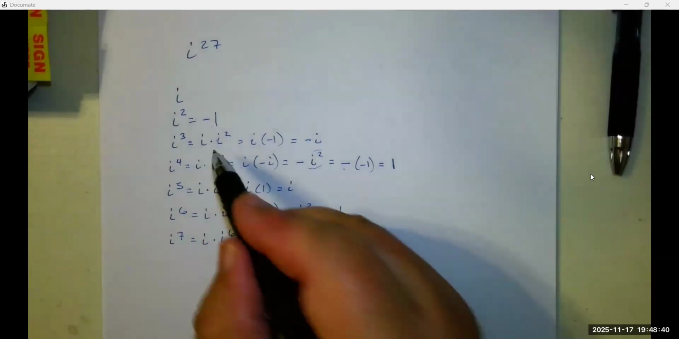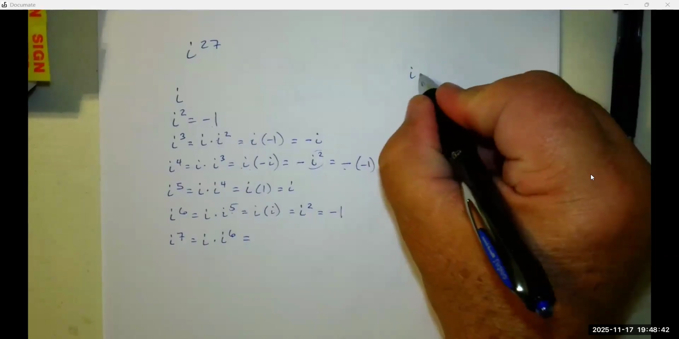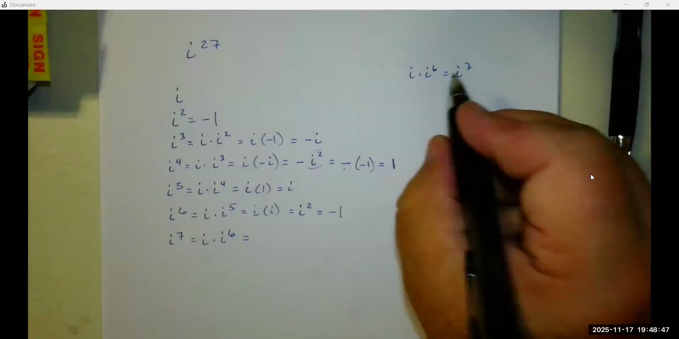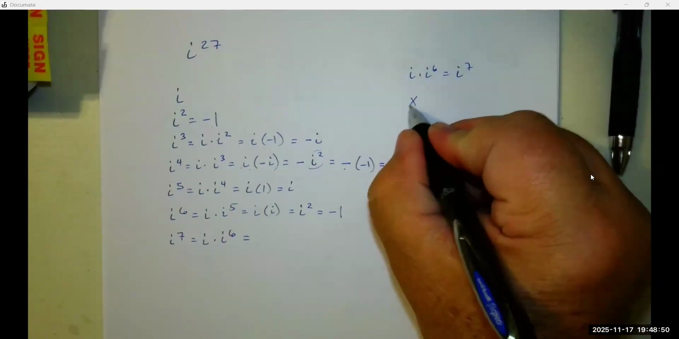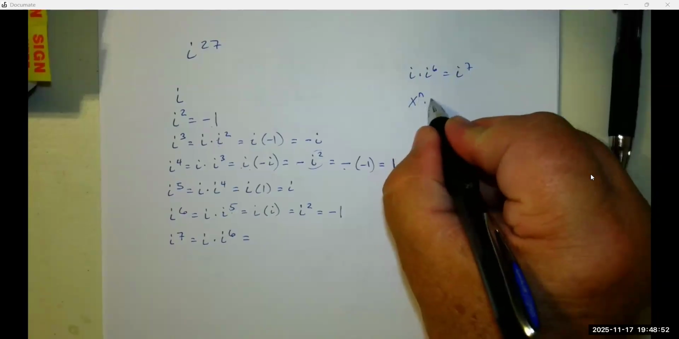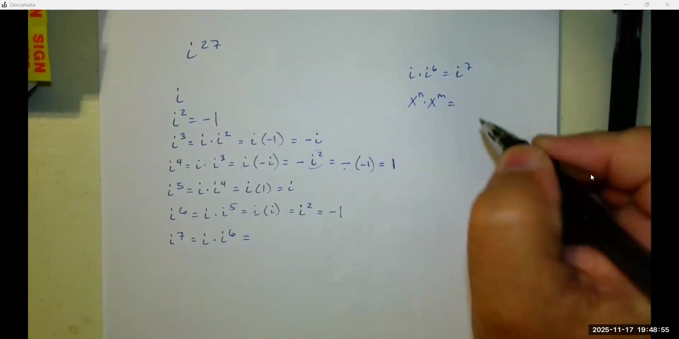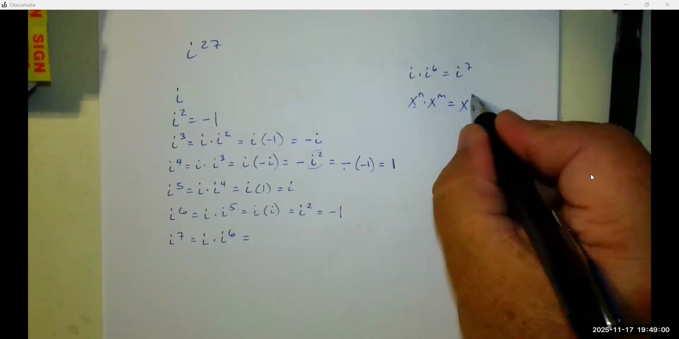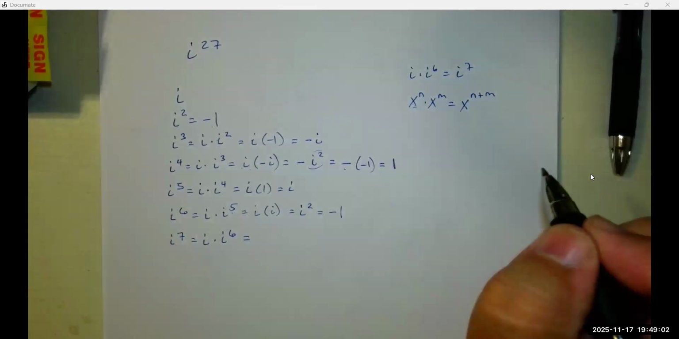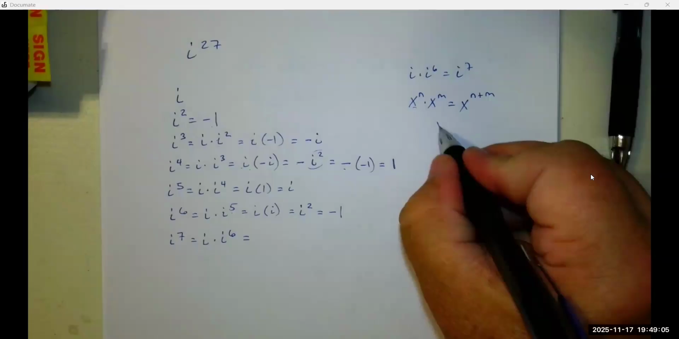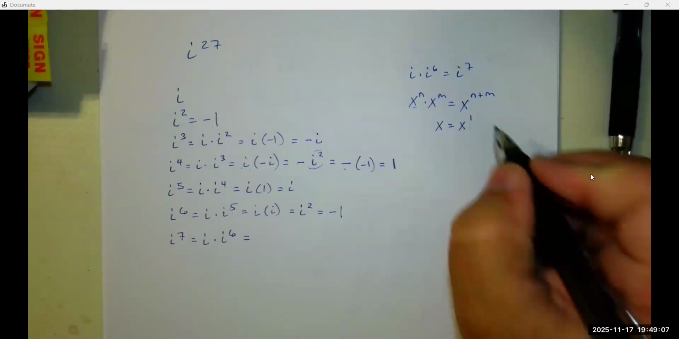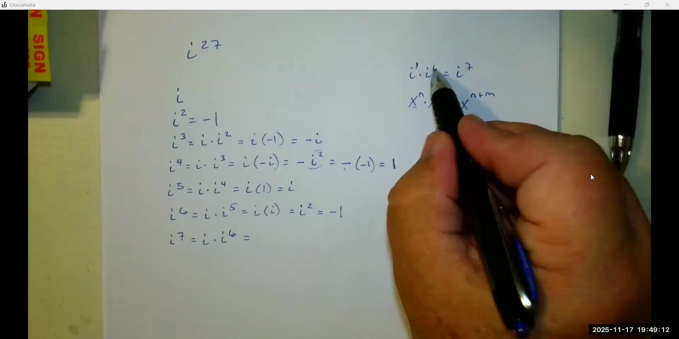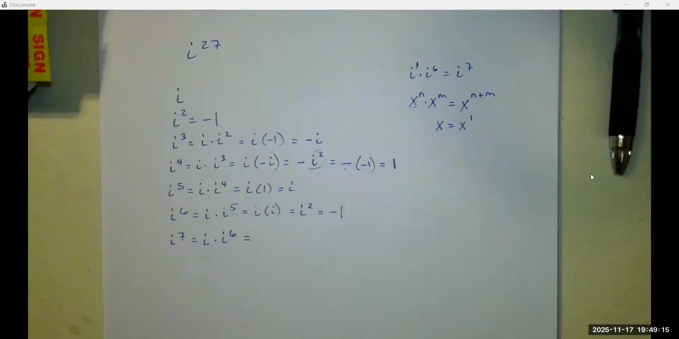Now, why are these true? Why is i times i to the sixth i to the seventh? Well, because we are based on the powers of exponents. If you have the same bases, then you combine them by adding the exponents. And if there's nothing on top of it, it's automatically a 1. So that i has a power of 1. 1 plus 6 is 7. That's how I'm getting all these numbers.